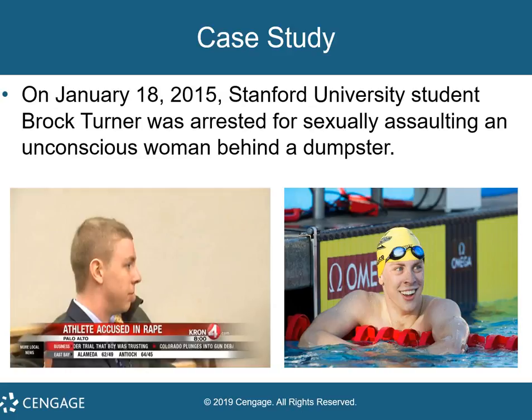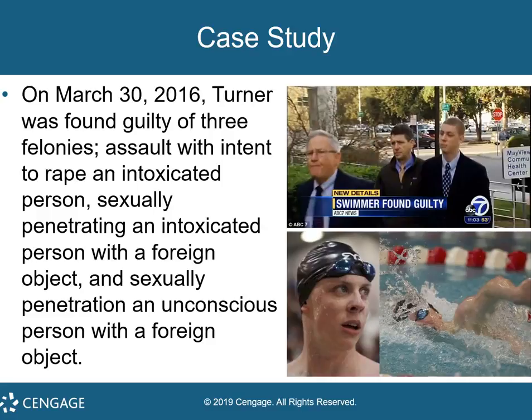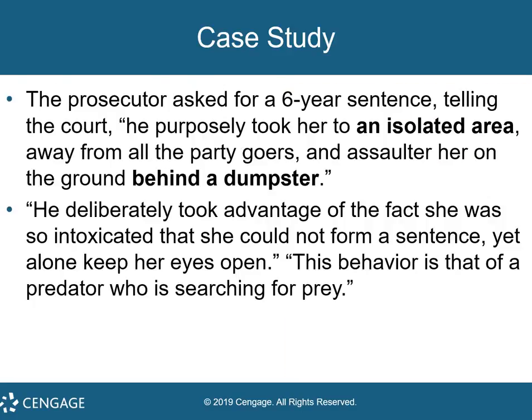So a quick case study to get us going. On January 18th, 2015, Stanford University student athlete Brock Turner was arrested for sexually assaulting an unconscious woman behind a dumpster. On March 30th, 2016, Turner was found guilty of 3 felonies: assault with intent to commit rape of an intoxicated woman, sexually penetrating an intoxicated person with a foreign object, and sexually penetrating an unconscious person with a foreign object.